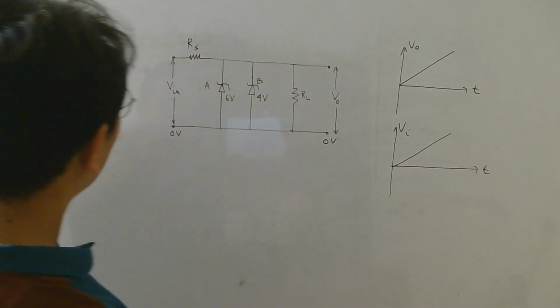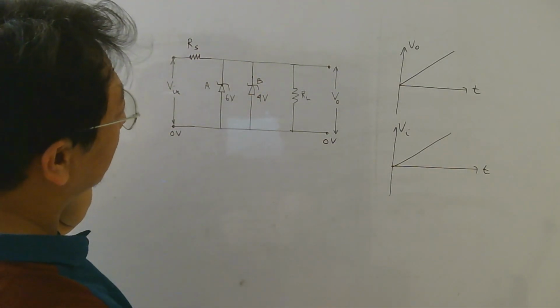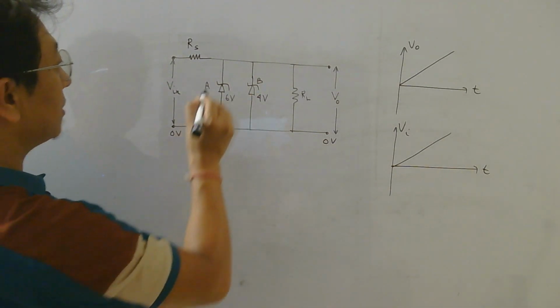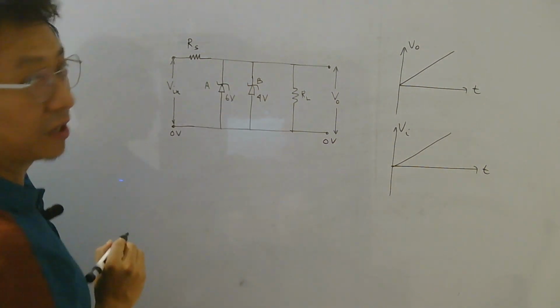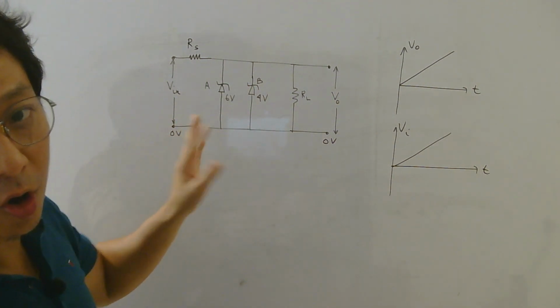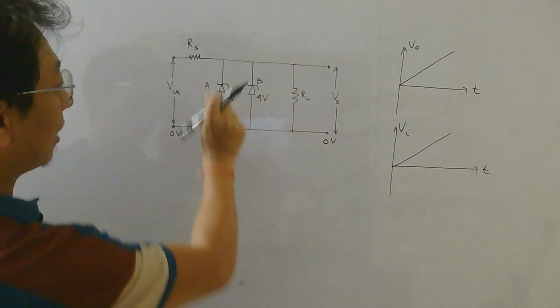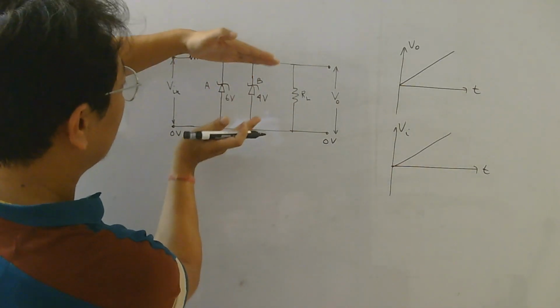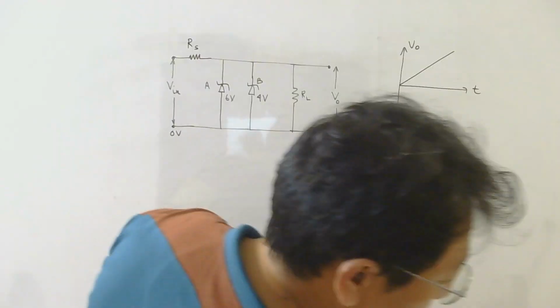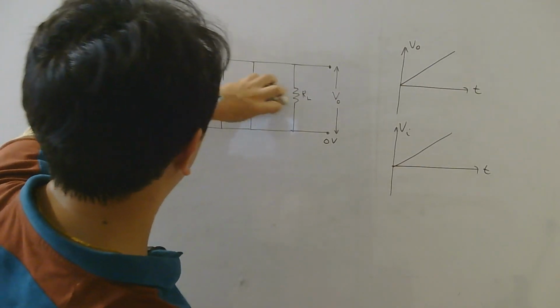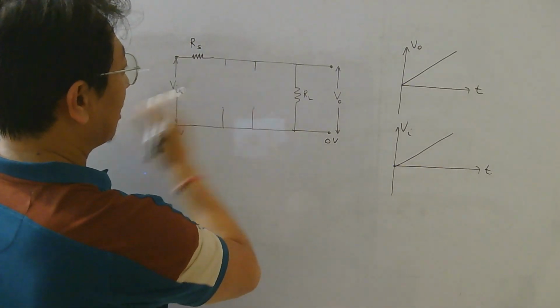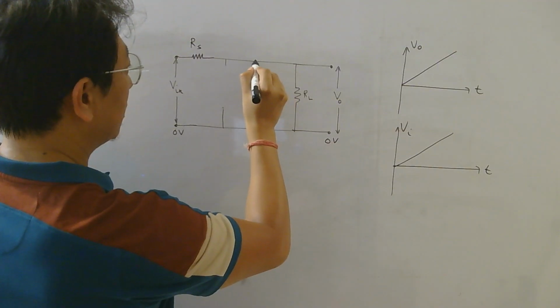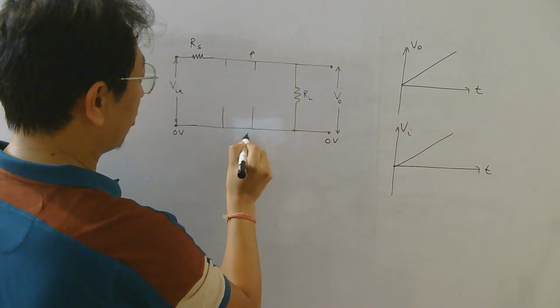Now, what will happen in this circuit? Let us try to analyze first. First I need to check whether these diodes are on or off. And how do I check that? I remove both the diodes, right? And I measure what is the voltage here. So if I remove both the diodes like this, we have to see what is the voltage across, let's say, these 2 points.